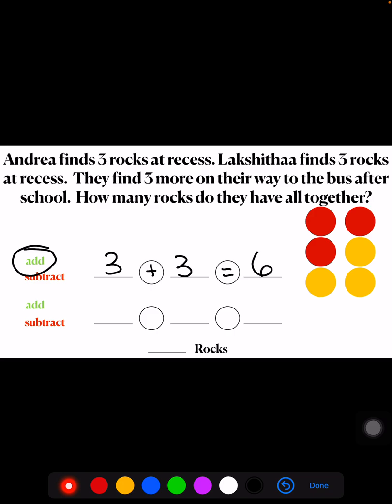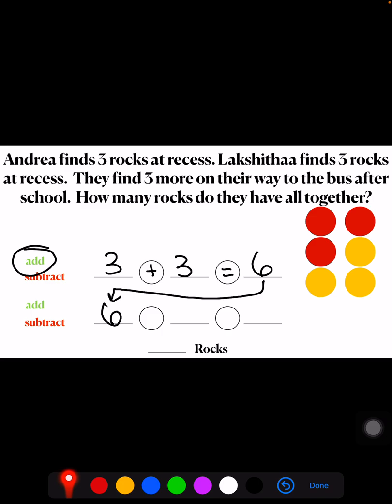Is this what your paper looks like? We did our first step, writing our number sentence. We did our second step, solving. Now our third step is taking our number down to solve the next part of the problem. We're using 6 rocks, and we need to find out how many they found all together after they found more on their way to the bus.